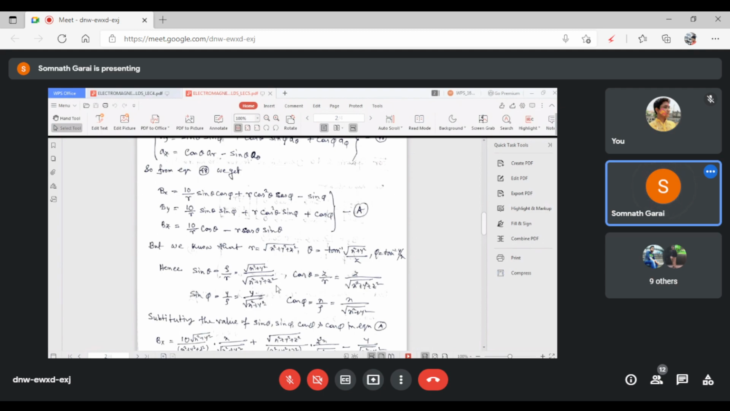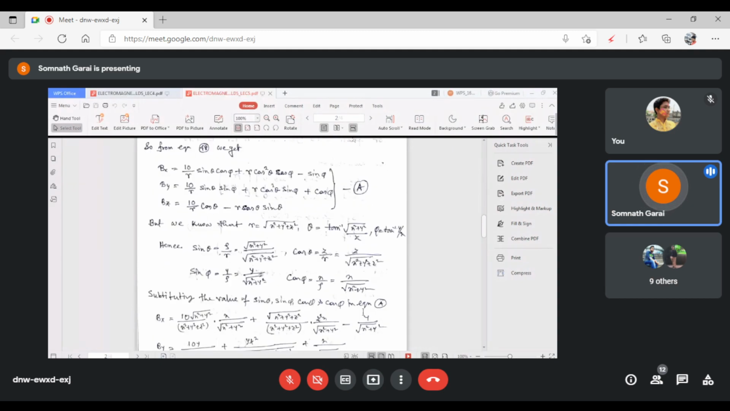Put the value, and z is equal to r cos theta. So cos theta is equal to z by r, and r is equal to root under x square plus y square plus z square. And y is equal to rho sin phi, so sin phi is equal to y by rho, that means y by root under x square plus y square. And x is equal to rho cos phi, so cos phi is equal to x by rho, that is x by root under x square plus y square.